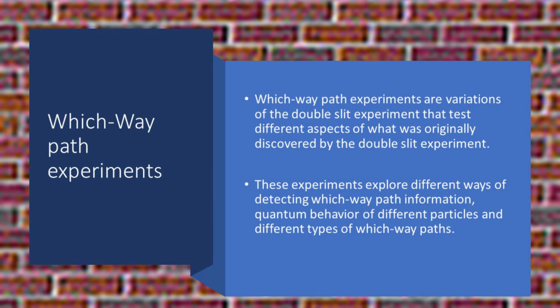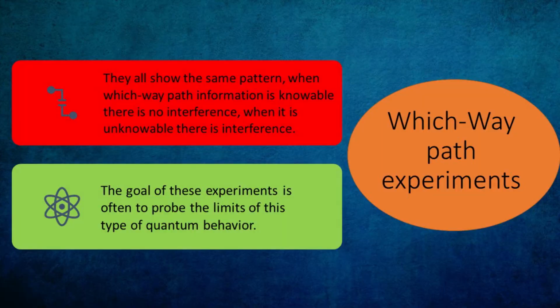Which-way path experiments are variations of the double slit experiment that test different aspects of what was originally discovered by the double slit experiment. These experiments explore different ways of detecting which-way path information, quantum behavior of different particles, and different types of which-way paths. They all share the same pattern. When which-way path information is knowable, there is no interference. When it is unknowable, there is interference. The goal of these experiments is often to probe the limits of this type of quantum behavior.